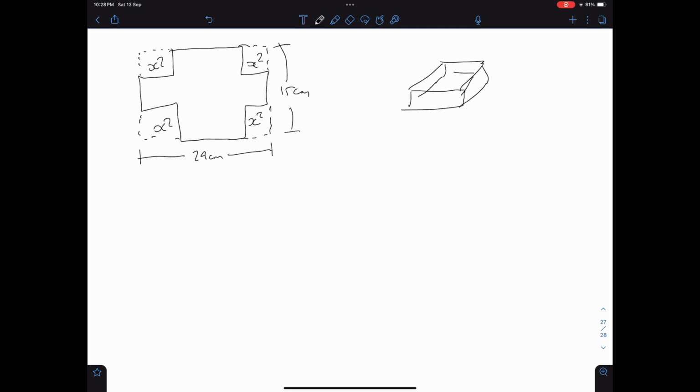Now let's try and figure out what the volume will be. Obviously this height will be x. When we fold this up, we're just trying to get this area multiplied by the height, which is just x. So it's just that times x. And now this is 15 minus 2x, and it's multiplied by 24 minus 2x.